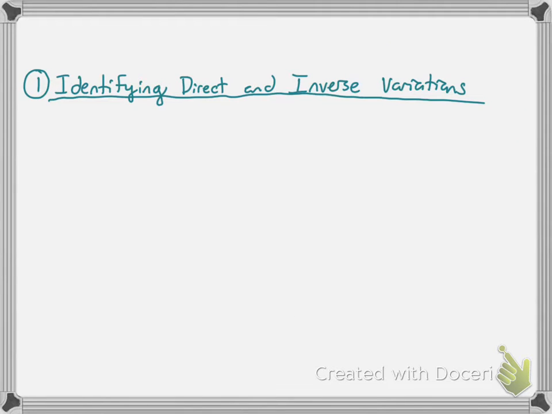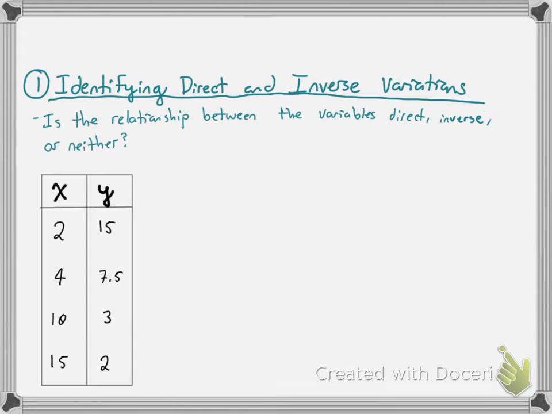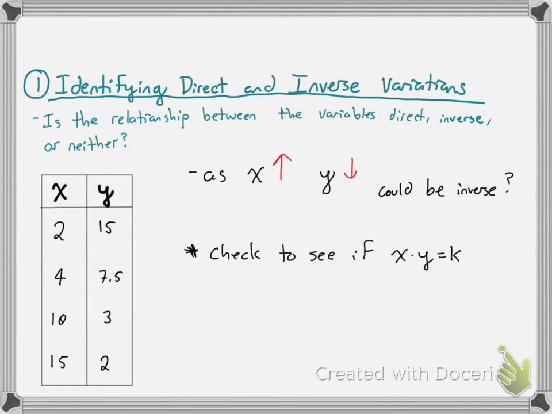And to start here, let's just look at identifying direct and inverse variations. Is the relationship between the variables here direct, inverse, or neither? So here I see that as my x values are going up, so I go from 2, 4, 10 to 15, my y values are going down. So in the back of my head, I'm probably going to start thinking this would be inverse variation if anything. How I would check this is to look for a constant k of variation. And I do that by seeing if my x and y values multiplied together give me my k value.